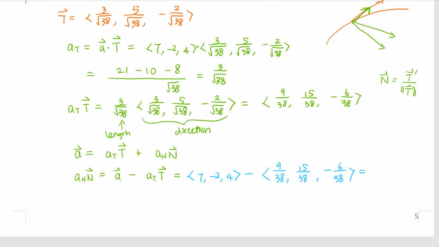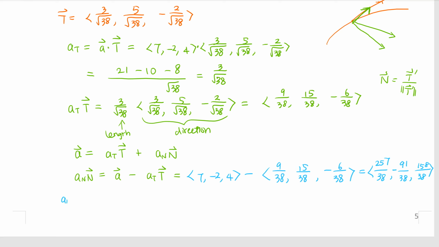Okay, what is that? This step I allowed you to use your calculator, right? Because you're using a common denominator, 38. Then you use 7 times 38 minus 9, and the answer is 257, over 38. You have negative 2 times 38 minus 15, the answer is negative 91. And then you have 4 times 38 minus 6, the answer is 158. So far, so good?